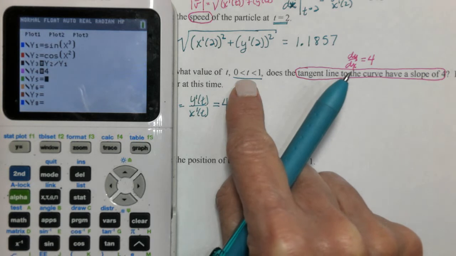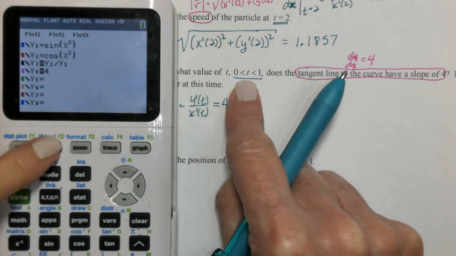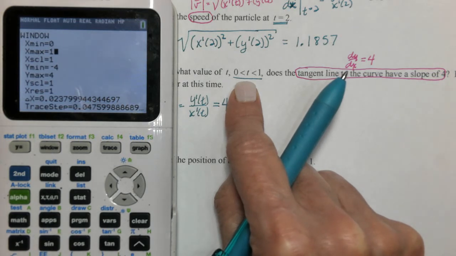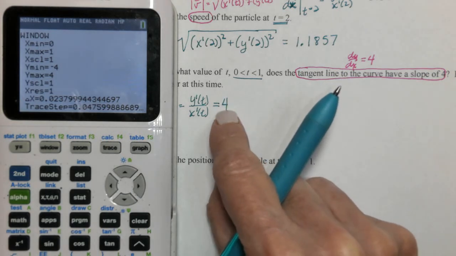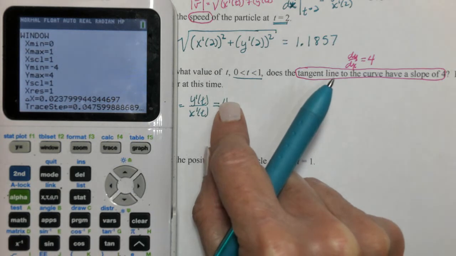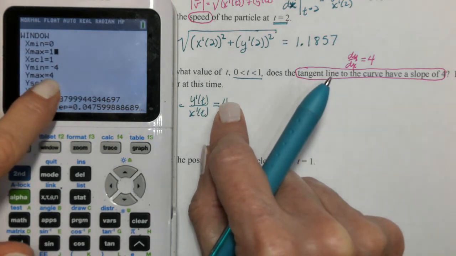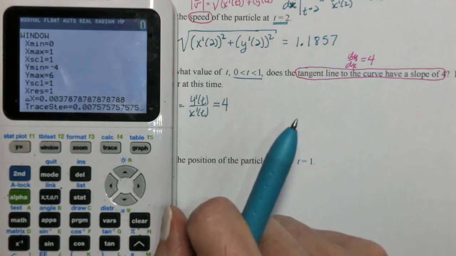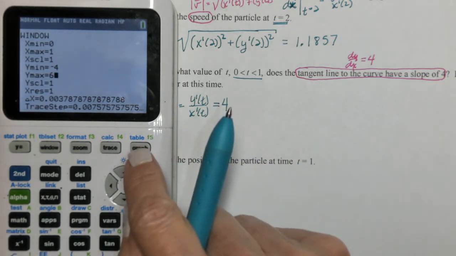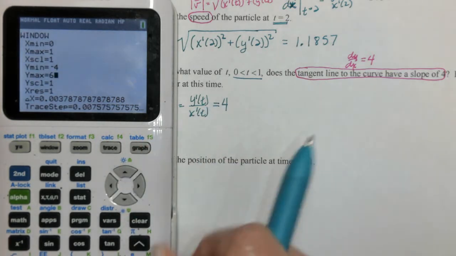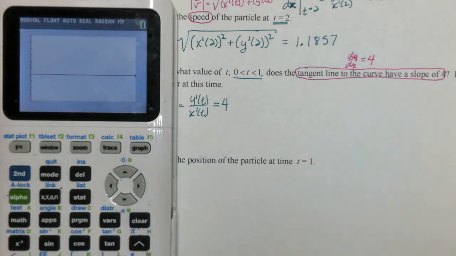We only want to consider between 1 and 0. So go to your window and only consider between 0 and 1. Also, our y component, we're going to be graphing the line y is equal to 4 here. So I want to go above 4 on my y max. Maybe I'll go to 6. That'll cover my bases. So we should see a value of t that makes the slope 4 when we graph.